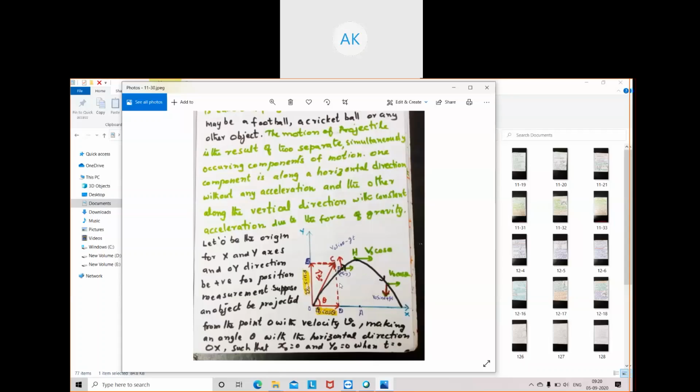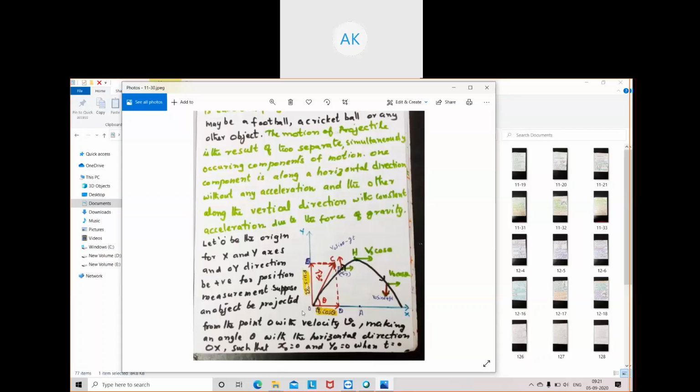The body moves along a parabolic path. The body is thrown with a velocity v0, and you see it is making an angle theta with the horizontal direction. V0 is the initial velocity and the body takes a parabolic path. H is the highest height attained.